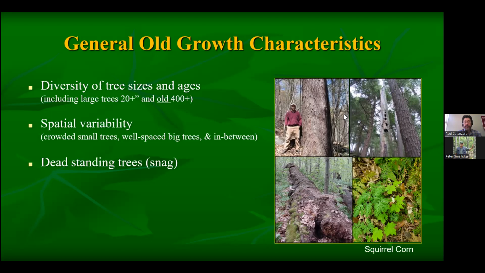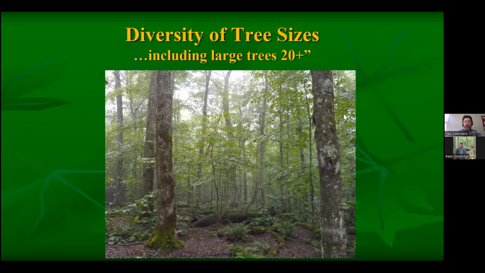I'll show a picture of that. Dead standing trees and dead down logs. Those are obviously important characteristics and very lacking from our current forests. And then one of the other characteristics of old growth is they can have different types of understory plant communities. So let's get into each of those specifically.